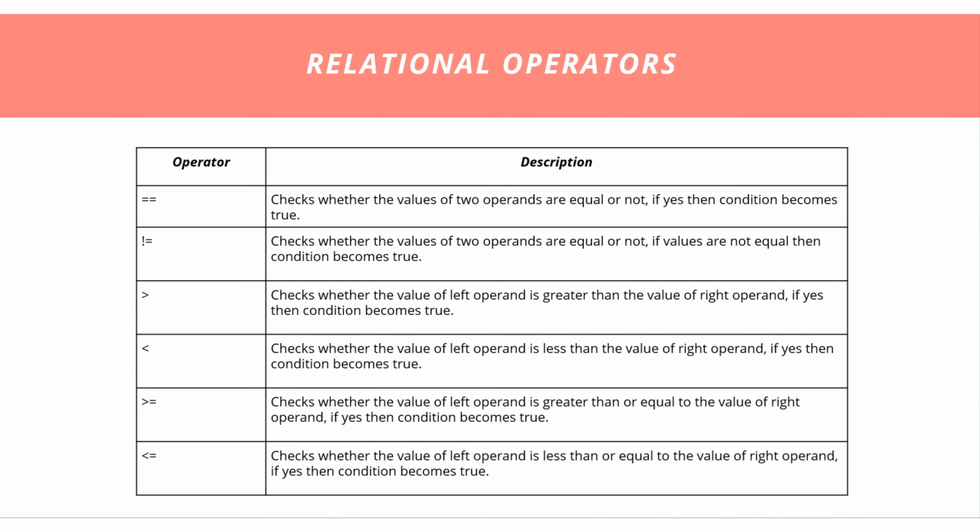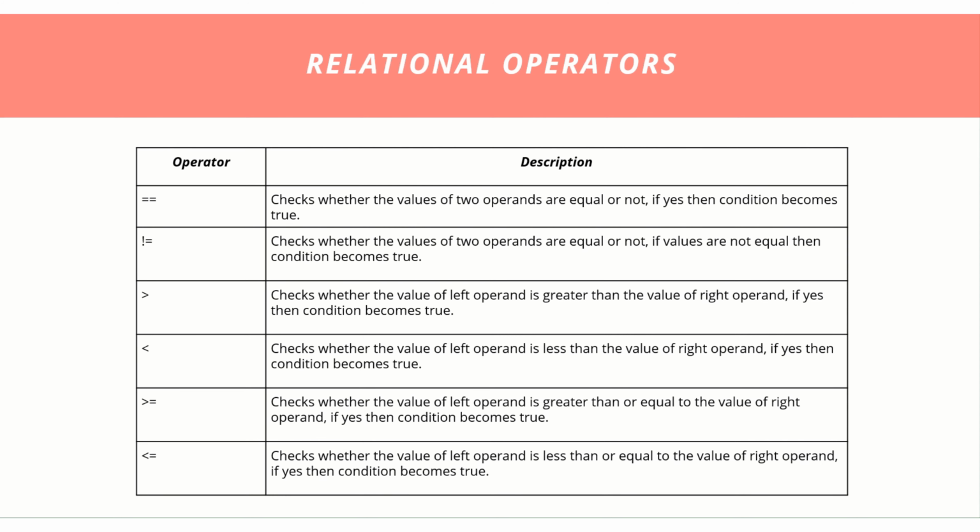Second is the relational operators. These operators will be more clear to you when we will be studying about the if-else control statements. In the relational operators, first is equals equals, which checks whether the value of the two operand is equal or not, and if the value is equal, then the condition becomes true. Second, not equals, which checks whether the value of the two operand are equal or not, and if the values are not equal, then the condition becomes true.